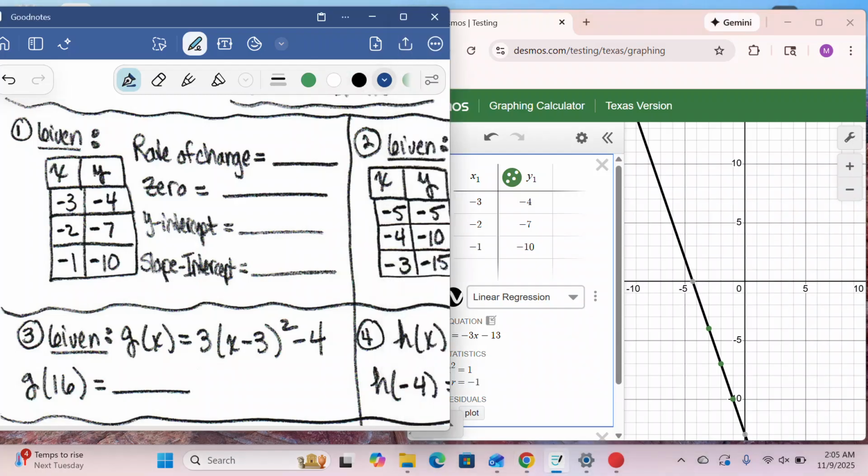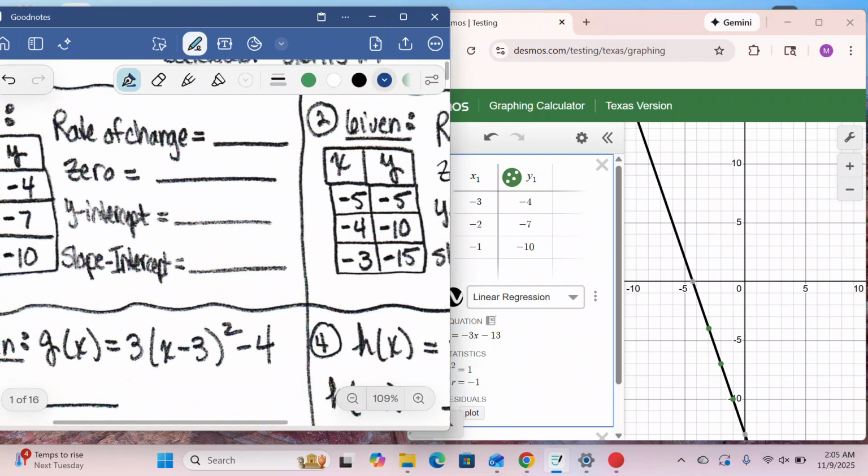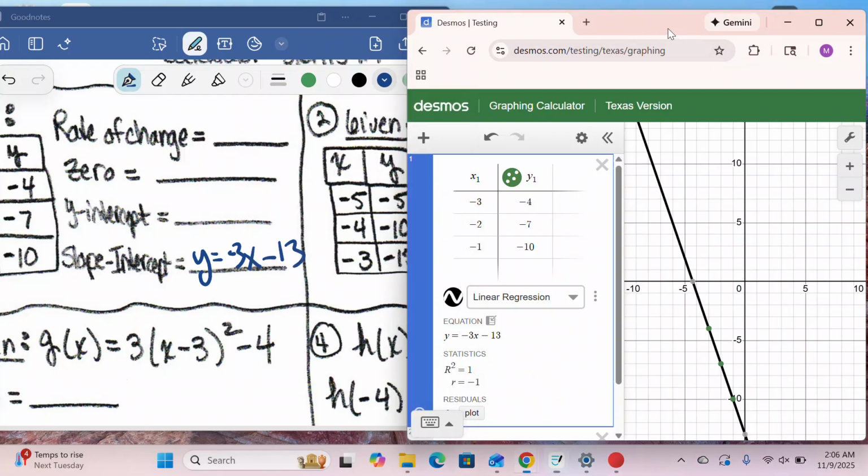So I'm going to go ahead and click with blue ink so I can work with blue ink, and I'm going to input my slope-intercept form: y equals -3x minus 13. If you don't know where that is, it is given to me right here under linear regression. Remember, you must put linear regression, and that is your line.